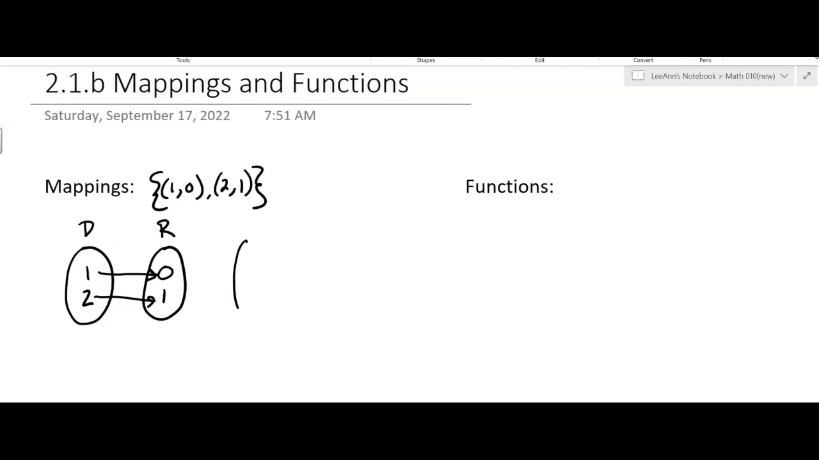Now I'm going to give you another example. Let's say you have 1 and 2, and let's say you have 3, 4, and 5 over here. And so let's say you have 1 mapping to 3, and maybe 1 also maps to 5, and maybe 2 maps to 4. Okay? You could list the domain, you know it's 1 and 2. You could list the range, 3, 4, and 5.